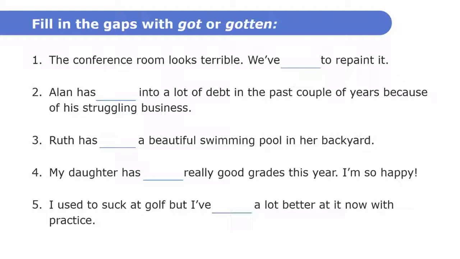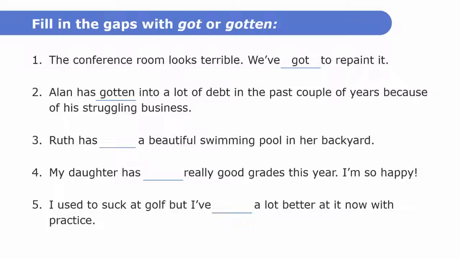Number 1 is the conference room looks terrible. We've got to repaint it. We're using got here because the meaning is must, or we have to repaint it. Number 2, Alan has gotten into a lot of debt in the past couple of years because of his struggling business. Here we're using gotten because the meaning here is to enter. So he's entered into a lot of debt.